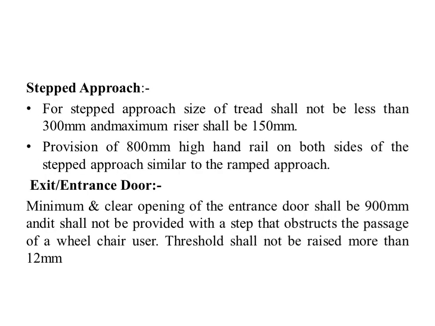Then in case of stepped approach, size of tread shall not be less than 300 mm and maximum riser shall be 150 mm. So this consideration should be reflected in the planning of the ramp or even steps in the specialized buildings. Provision of 800 mm high handrail on both sides of the stepped approach similar to the ramped approach. Then exit entrance door. Minimum clear opening of the entrance door shall be 900 mm and it shall not be provided with a step that obstructs the passage of a wheelchair user. Threshold shall not be raised more than 12 mm.